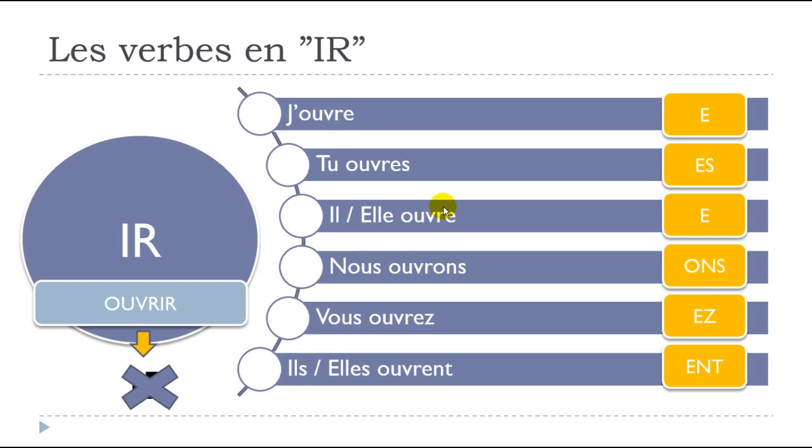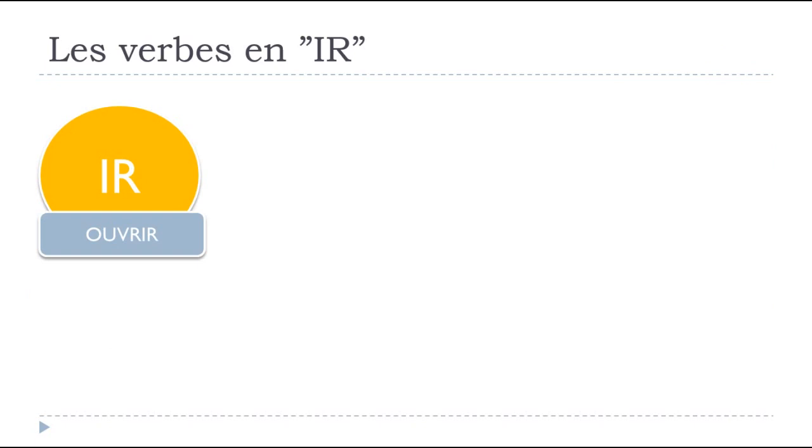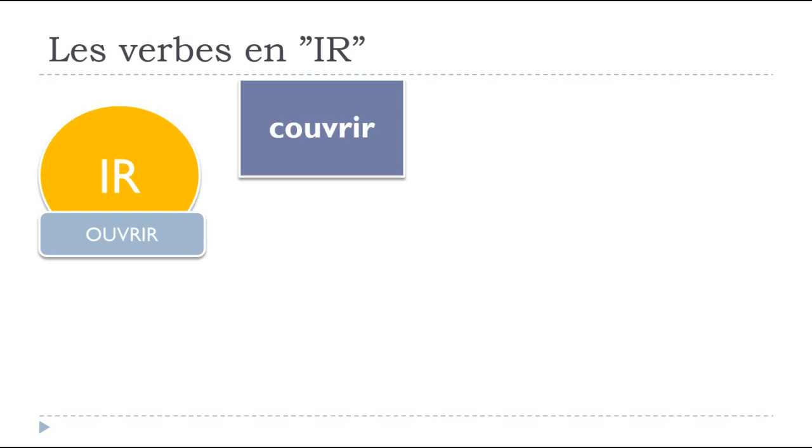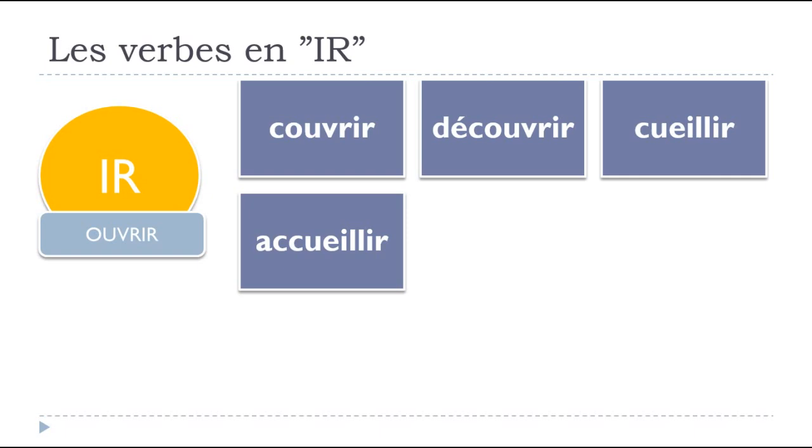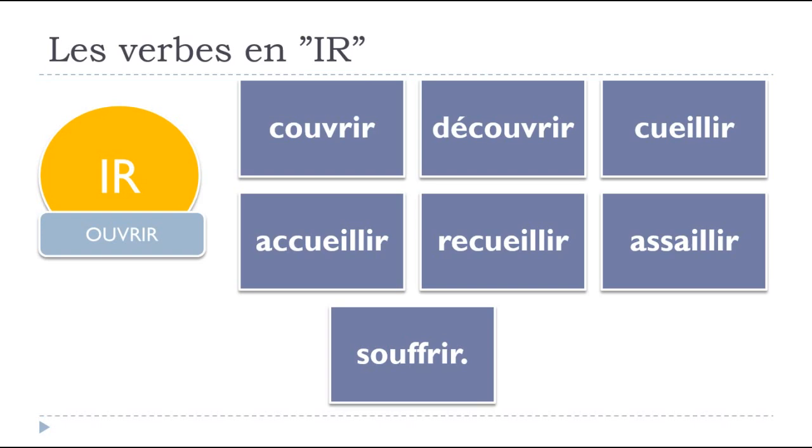Okay, so it's actually not that difficult if you think about this little thing. So you should take this ir away and just add these endings. Okay, so we'll see now a few verbs that will actually be conjugated the same way ouvrir is. And it's couvrir, découvrir, cueillir, accueillir, recueillir, assaillir, souffrir, and a few others. Okay, but these are the main ones. Couvrir, découvrir, cueillir, accueillir, recueillir, assaillir, and then souffrir. I don't know why there is a little dot here, but don't bother with this.